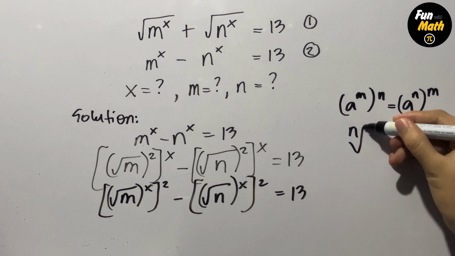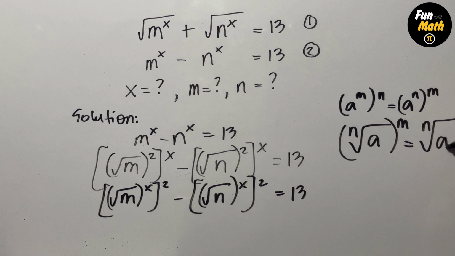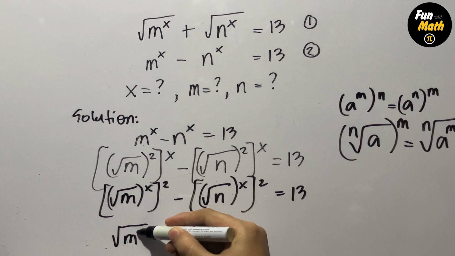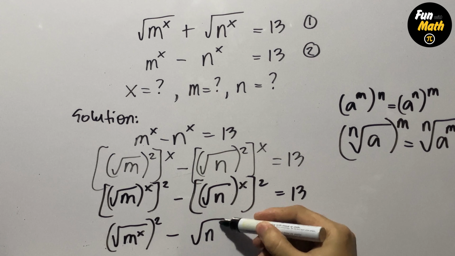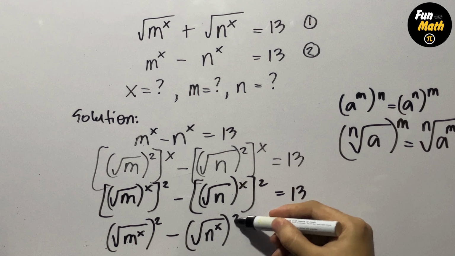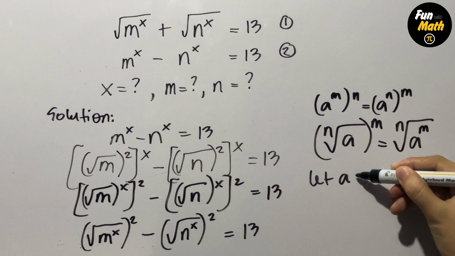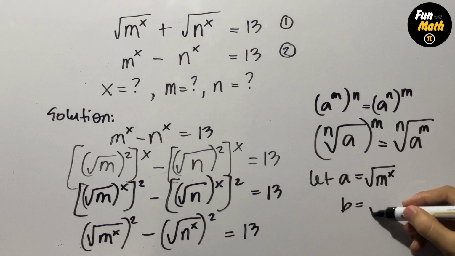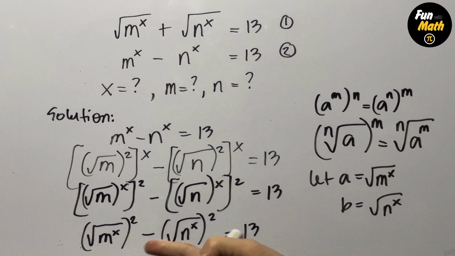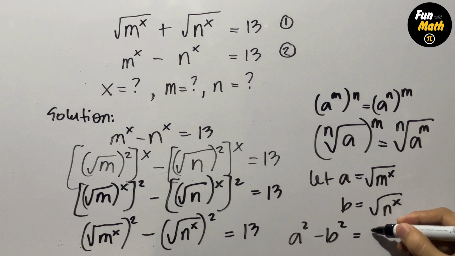Next is another rule of a power. We have nth root of a whole to the power of m is also equal to nth root of a to the power of m. So for this, we can write it as square root of m to the power of x whole to the power of 2 minus square root of n to the power of x whole to the power of 2 equals 13. Next, we can let a be equal to square root of m to the power of x and b equal to square root of n to the power of x. Therefore, this equation we can write as a squared minus b squared equals 13.